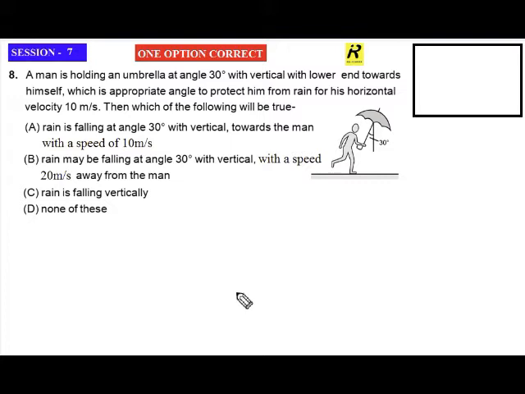Sine 30 is half into VR, is equals Vm, which is 10 meter per second. We know the value. So that means VR is equals 20 meter per second. VR is 20 meter per second. So this means the speed of the rain is correctly given in this option. So this option is right. Option B is correct.